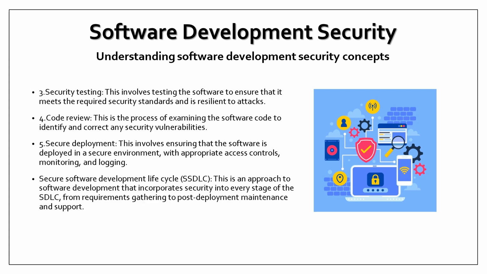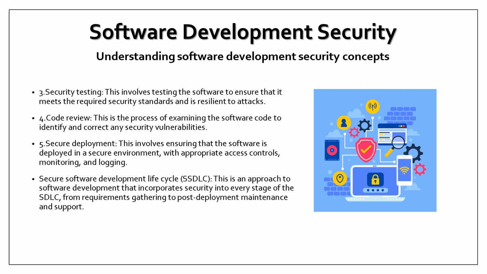3. Security testing. This involves testing the software to ensure that it meets the required security standards and is resilient to attacks. 4. Code review. This is the process of examining the software code to identify and correct any security vulnerabilities. 5. Secure deployment. This involves ensuring that the software is deployed in a secure environment with appropriate access controls, monitoring, and logging.